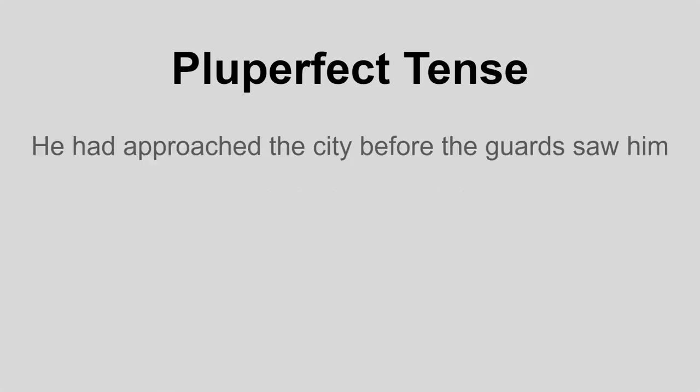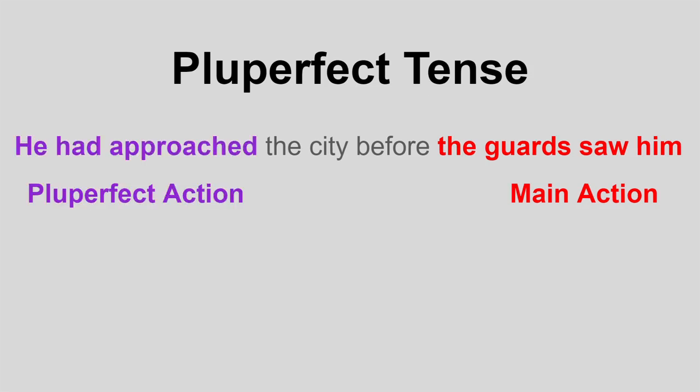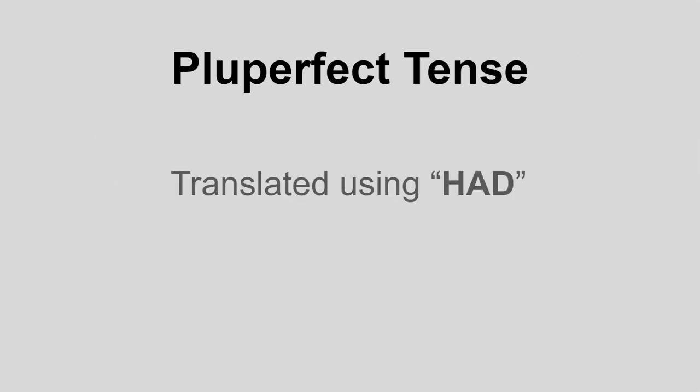Let's have a look in English. He had approached the city before the guards saw him. The main action here is the guards saw him. That's the core of the sentence, and the verb is in the perfect tense. However, to give me more information, there's also another verb. He had approached. This is an action that had already been completed before the main action that we're talking about took place. This is the main thing to know about the pluperfect tense. It's translated as had when you spot it in a Latin passage.